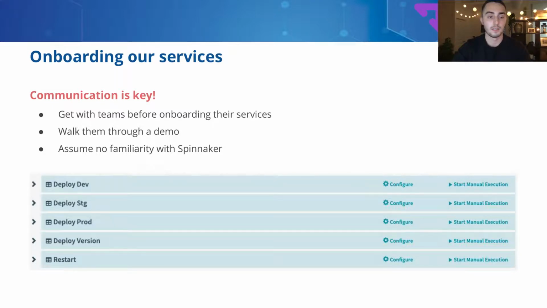So I included a picture here of our 5 pipelines in Spinnaker. So taking a step back, we have about 160 services here at Upside running in Kubernetes. In Spinnaker, each service has its own Spinnaker application. And within each Spinnaker application, that application has 5 pipelines that are listed here: deploy dev, deploy stage, deploy prod, deploy version, and restart.